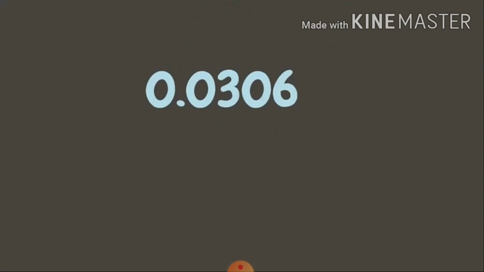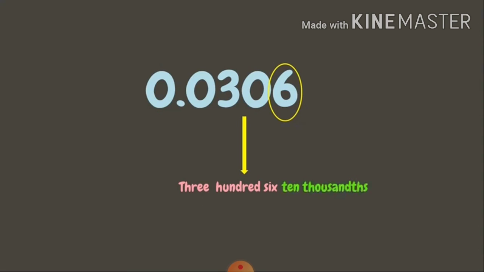Let's have the last example. How do we read this decimal? Since there is no whole number, we proceed to the decimal part. We have 306. And then, let's add the place value of the last digit, which is 6. The place value of 6 is, very good, ten-thousandths. Therefore, we read this as 306 ten-thousandths.